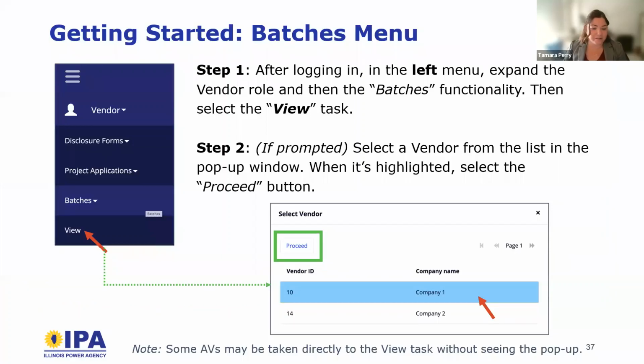Okay, so to start batching applications, you go in the left navigation menu to under vendor role, you open your batches functionality and select task, view task. Again, if you participate as multiple vendors, you'll have a second window that will pop up, which will allow you to select the appropriate vendor ID. Next screen.